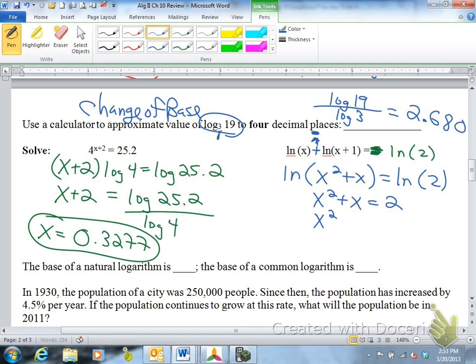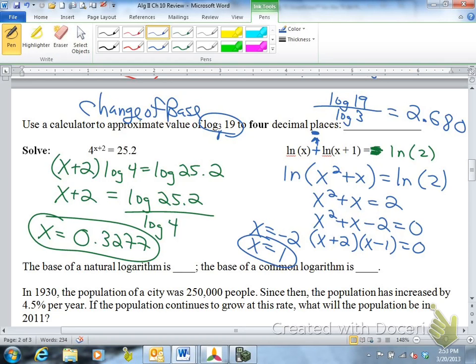Subtract 2 from both sides. And then we factor to find the answer. So this would be x plus 2, x minus 1. So you get two answers, x equals negative 2, x equals positive 1. But negative 2 is extraneous. This one is extraneous because when you plug it into this x right here, you would get undefined for the answer.